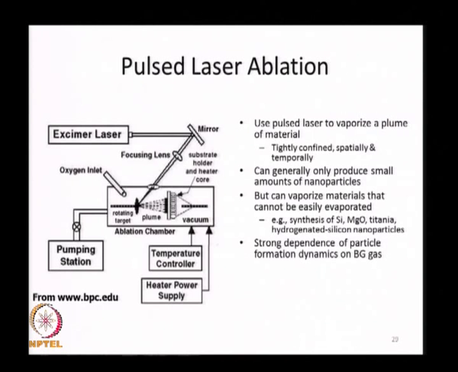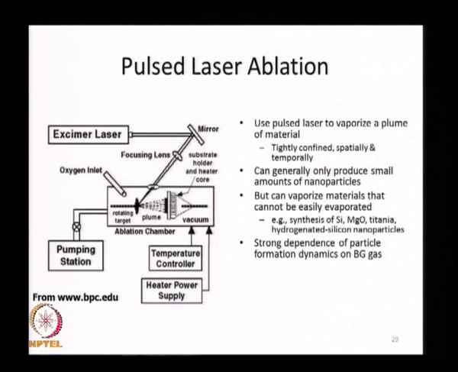Pulsed laser ablation is another way to vaporize material. So, for metals that cannot be vaporized simply by heating, you hit the metal surface with a high energy laser and it vaporizes essentially a plume of material. Some of the advantages of this technique is it can be very localized. You can hit certain geometries on the surface and vaporize the material only in that area. So, it is tightly confined both spatially and temporally.